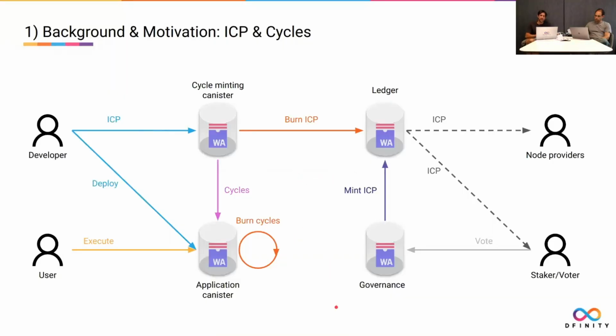So what you can see here on this slide is an overview of the entire ICP cycles mechanisms. On the right-hand side, you see the inflationary mechanisms, the ledger paying out node providers and stakers, voters in newly minted ICP. And on the left-hand side, you see developers sending ICP to the cycles minting canister to burn ICP and generate cycles, which are required to power application canisters. So this is the main deflationary mechanism that we have in our system.